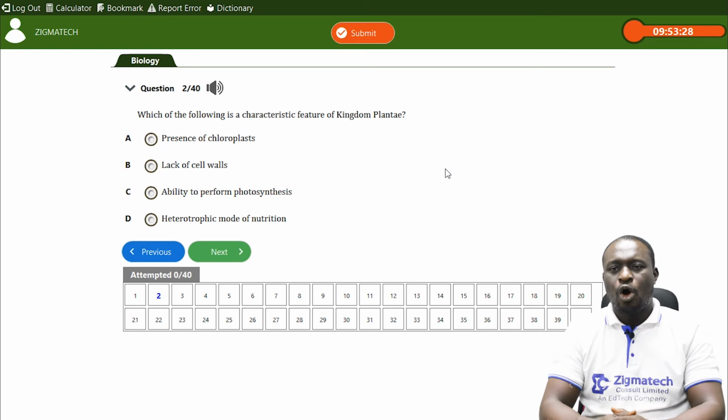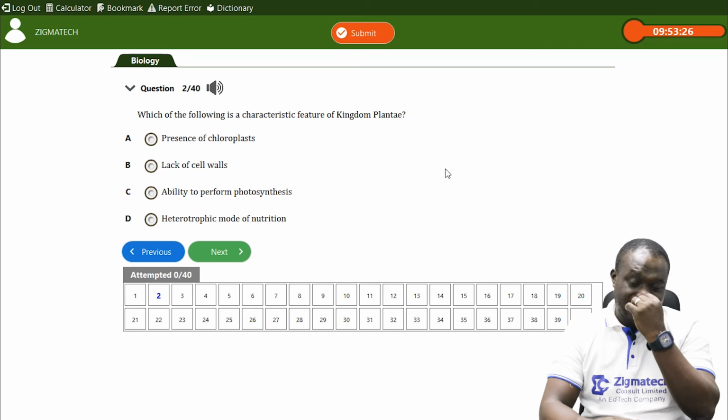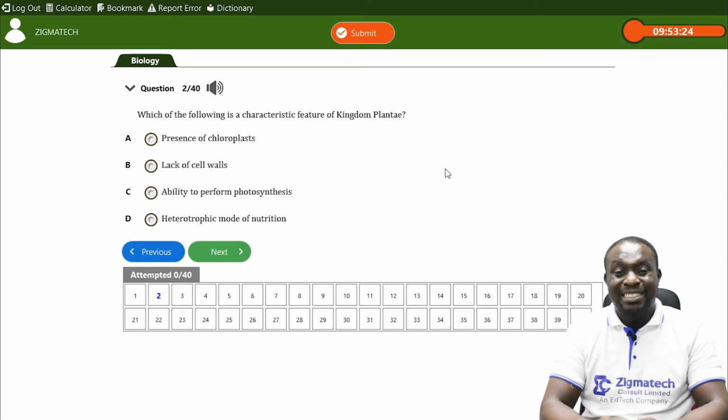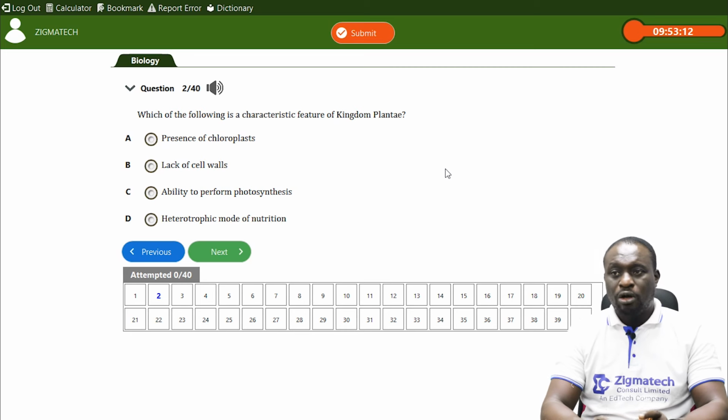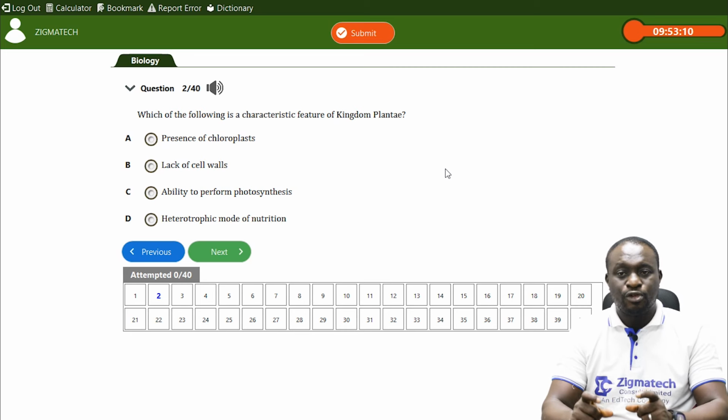Please take note. All kingdom Plantae, they contain what? Cell wall. Their cells are made up of what? Cell wall. But option B says they lack cell wall, so that is not correct. Option C says ability to perform photosynthesis. Yes, all kingdom Plantae, they perform photosynthesis.